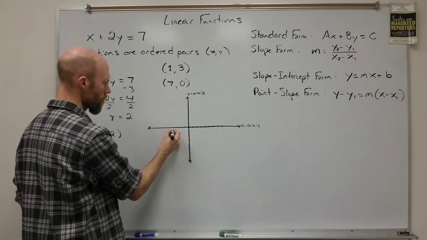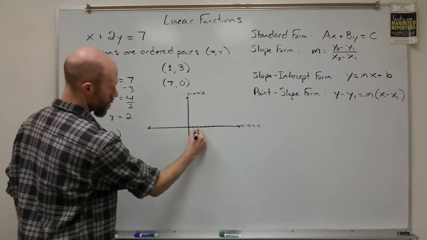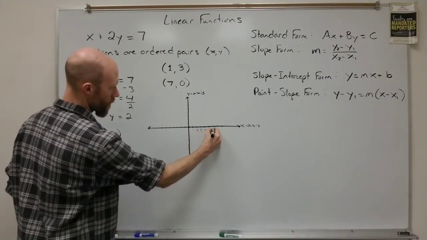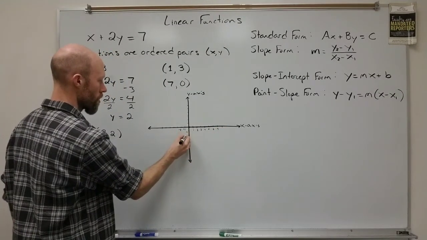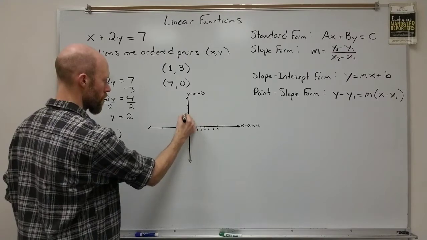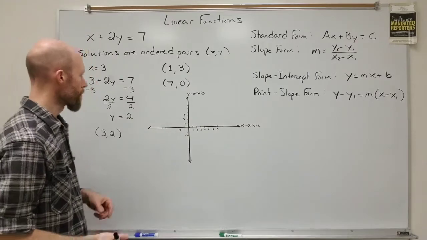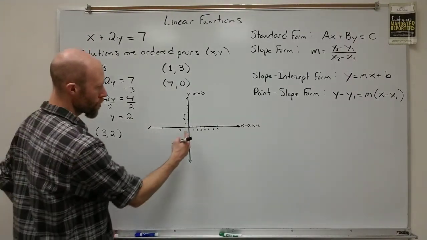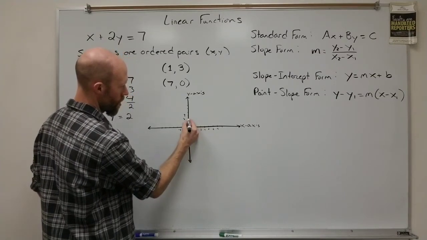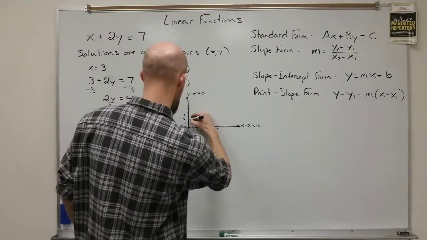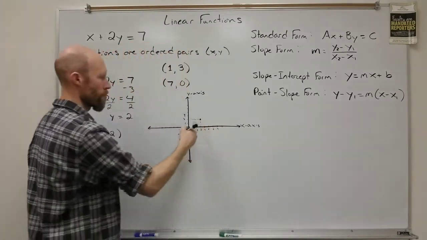Trying to keep my spacing relatively consistent. And so each of these little tick marks I'm going to consider 1 unit. Okay, and I'm not going to write everything in, but just so you can kind of see. Positives go right and up, negatives go left and down. And so 3, 2 is a point 3 units over, 2 units up. So you go right 3, that's in the x direction, up 2, that's in the y direction. And I have a point there at 3, 2.